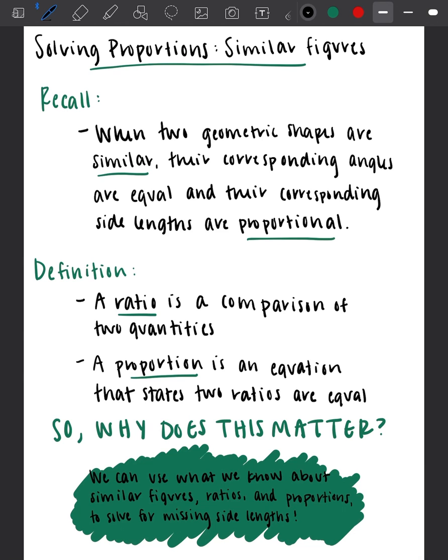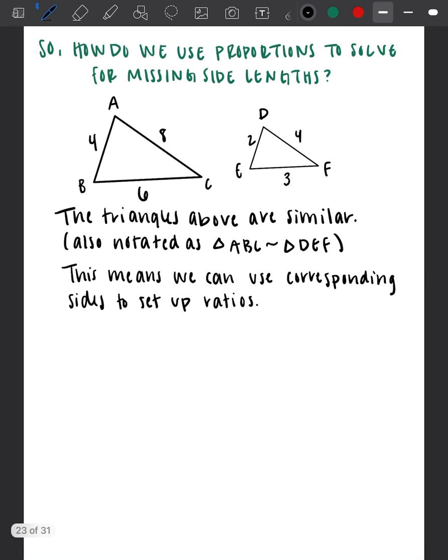So you're probably wondering, why does this matter? Well, in this video, we will show that we can use what we know about similar figures, ratios, and proportions to solve for missing side lengths. So let's go ahead and take a look at these two triangles here. We are told that these triangles are similar, and this means that we can use corresponding sides to set up ratios. Also, I want you to note this notation.